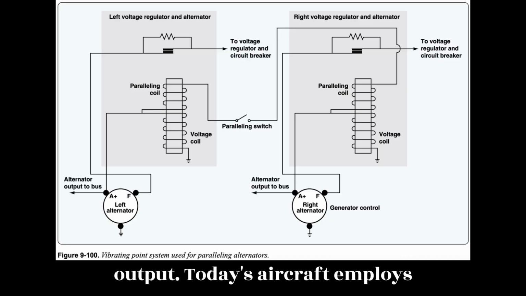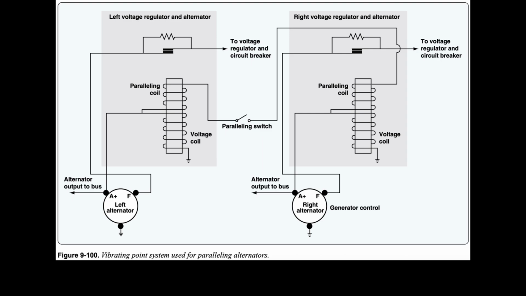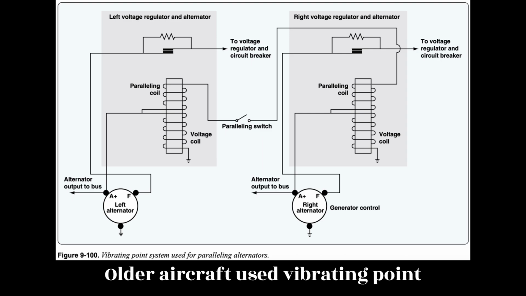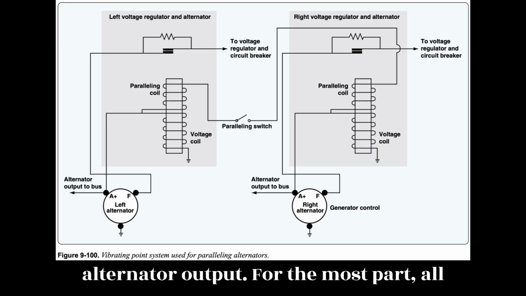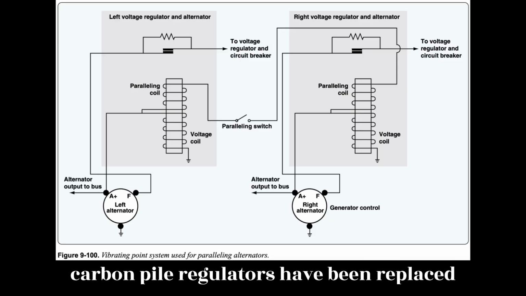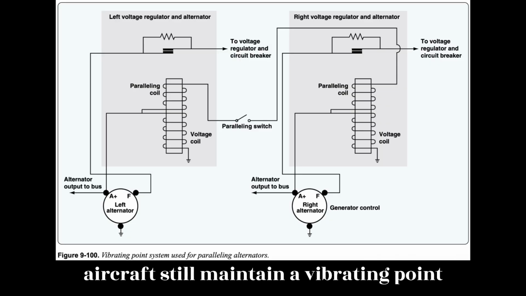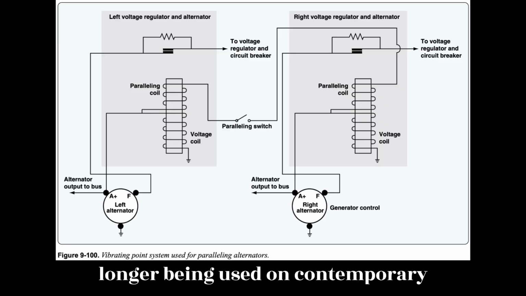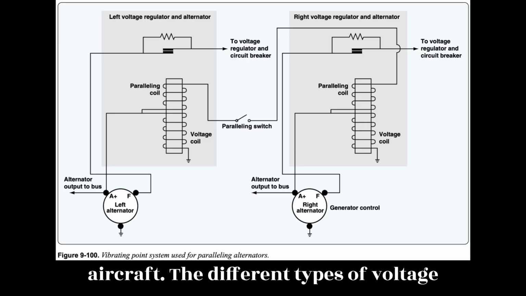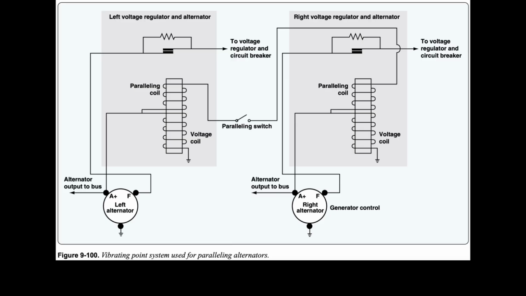Today's aircraft employ solid-state control circuits to ensure proper paralleling of the alternators. Older aircraft use vibrating point voltage regulators or carbon pile regulators to monitor and control alternator output. For the most part, all carbon pile regulators have been replaced except on historic aircraft. Many aircraft still maintain a vibrating point system, although these systems are no longer being used on contemporary aircraft. The different types of voltage regulators were described earlier in this chapter.